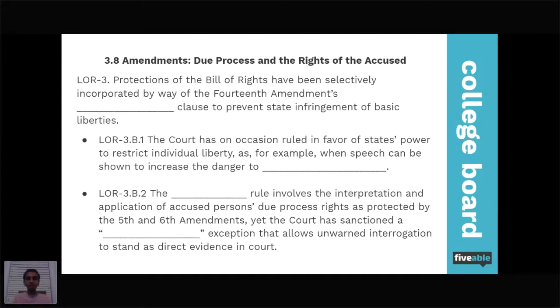But at the end of every stream, I like to include a checkpoint with fill in the blanks for all the College Board standards.